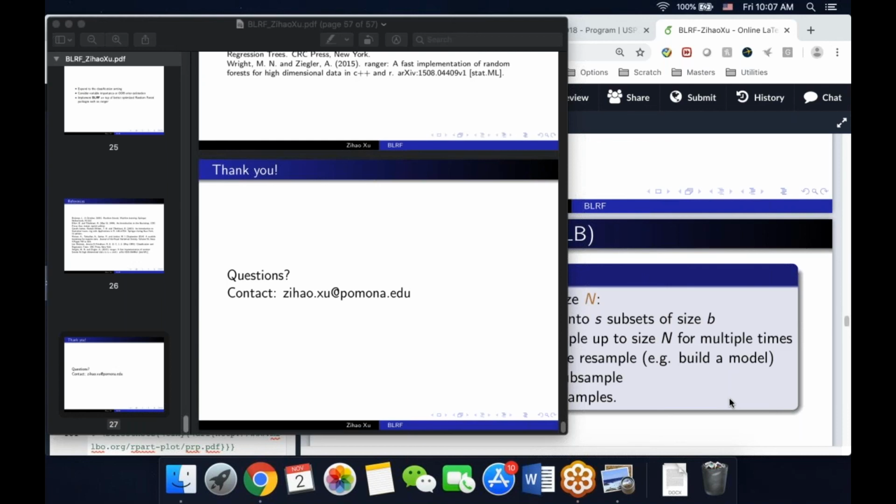Yeah, that's very impressive. We have another question from Michael Posner, which is, is there a recommendation on the minimum sample size per subsample in addition to the number of subsamples?